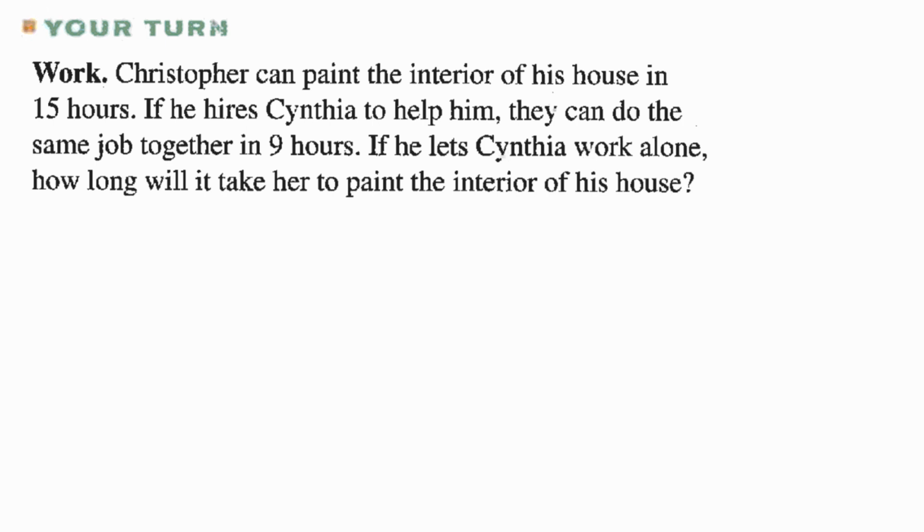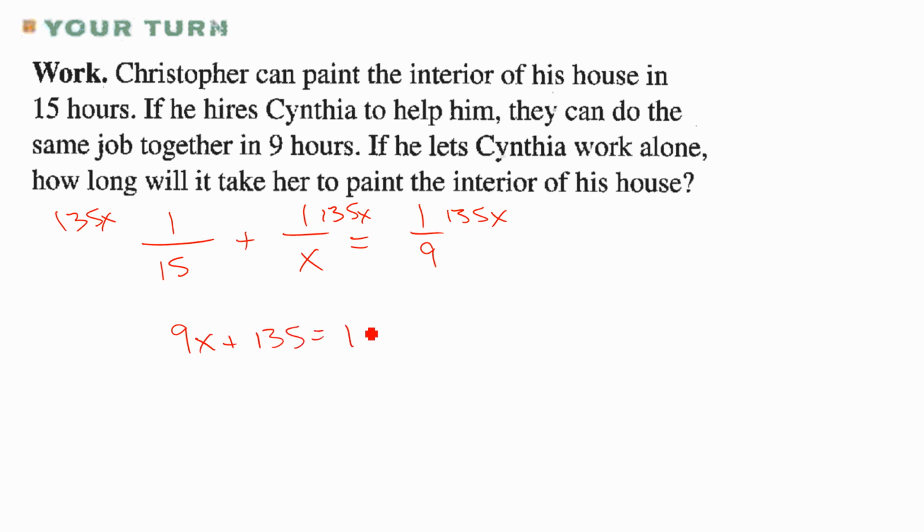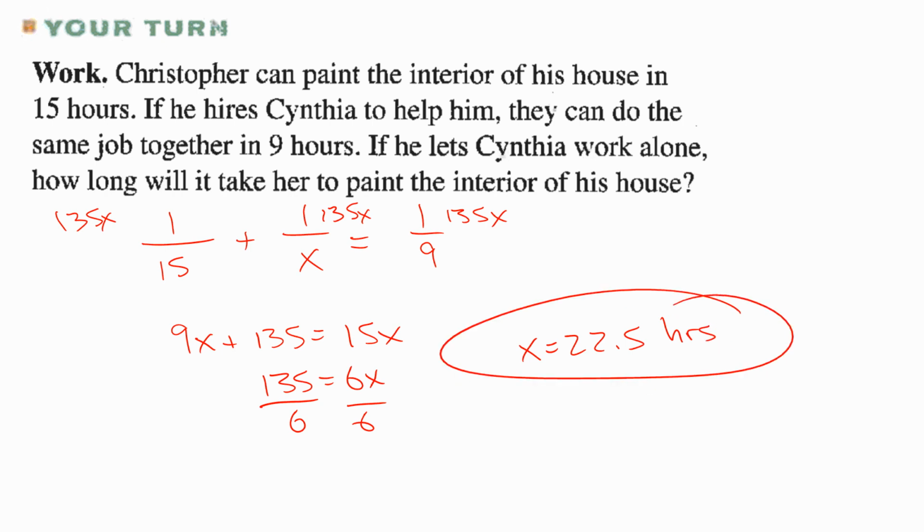All right, here's our setup. Christopher can do one job in 15 hours. Cynthia can do one job in we don't know how long, but together they get the job done in 9 hours. So our common denominator here is 135x. And so we'll end up with 9x plus 135 equals 18x. And so 135 is 6x divided by 6. And we end up with x equals 22.5. So Cynthia, working alone, would take 22.5 to get the job done.